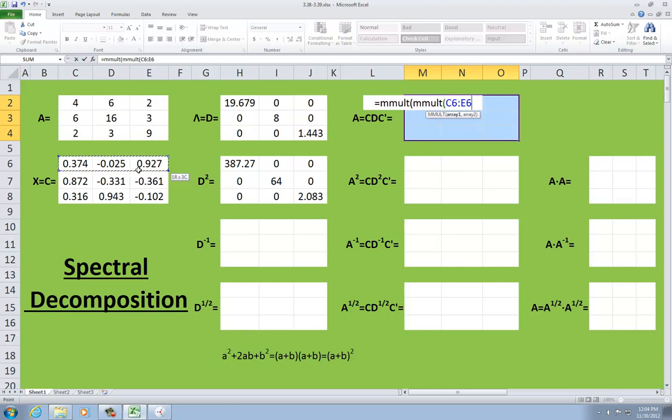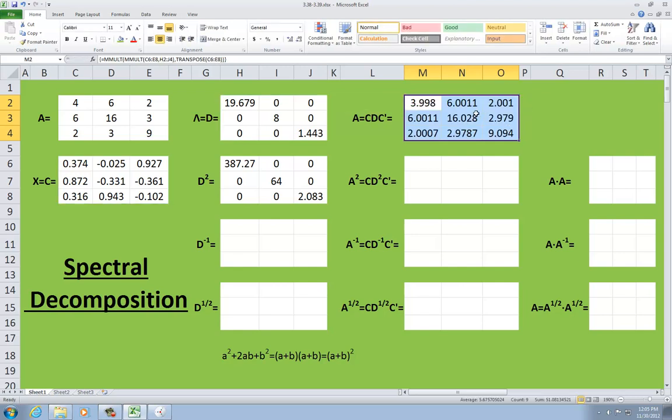We're going to multiply C times D, and then comma the transpose of C again here. Close the parenthesis. Close the parenthesis. So if you look at this part here, we've got matrix multiplication. We're going to multiply C times D, and then we're going to take that and do matrix multiplication, and do that times the transpose of C. Control Shift Return, and we get these values which should equal A.